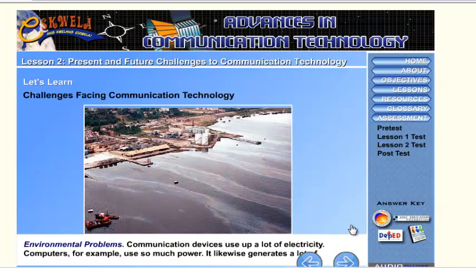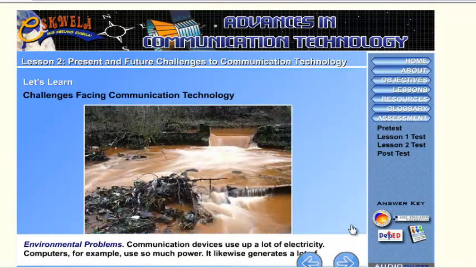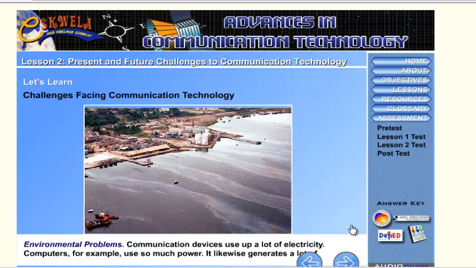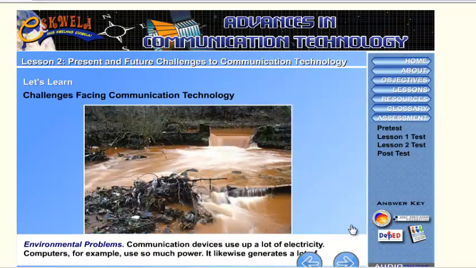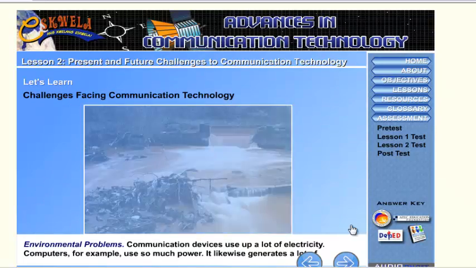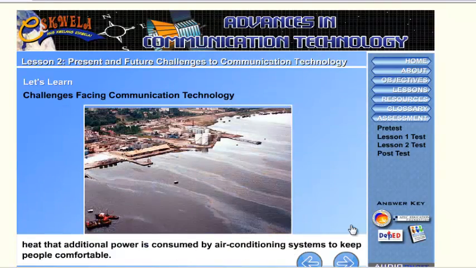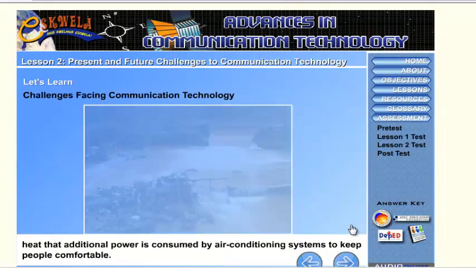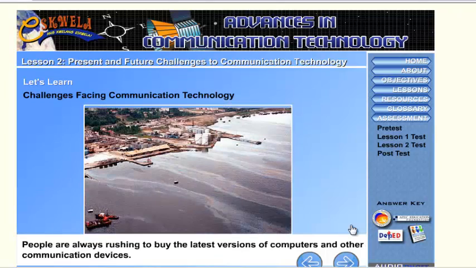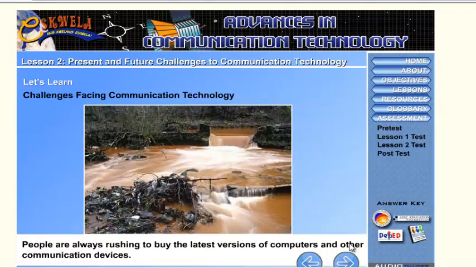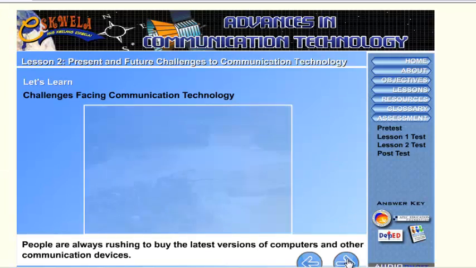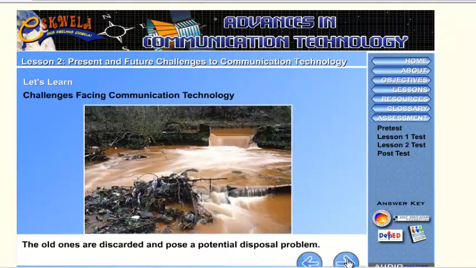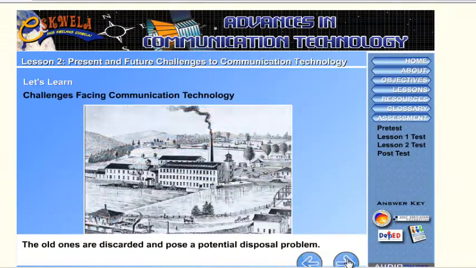Environmental problems. Communication devices use up a lot of electricity. Computers, for example, use so much power. It likewise generates a lot of heat. That additional power is consumed by air conditioning systems to keep people comfortable. People are always rushing to buy the latest versions of computers and other communication devices. The old ones are discarded and pose potential disposal problems.